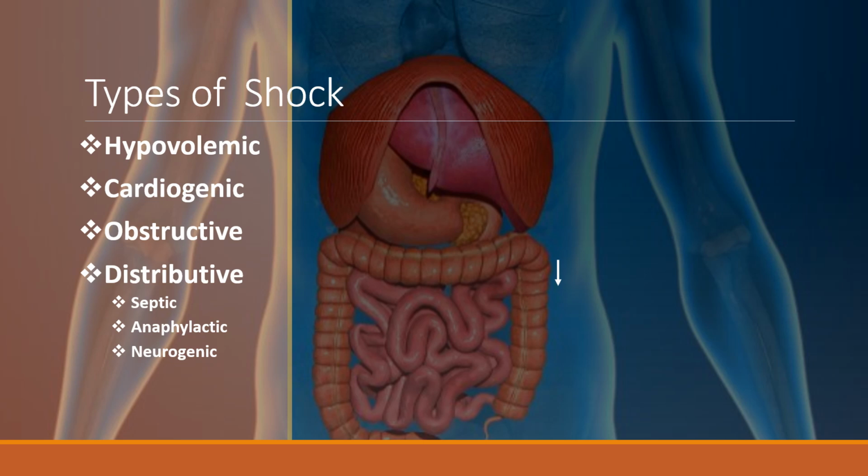With septic shock, we know that sepsis will kill approximately 250,000 to 500,000 Americans every year, and septicemia will be the leading cause of death in the intensive care unit. We see both gram-positive and gram-negative bacteria.